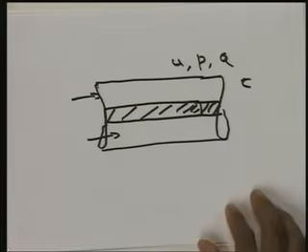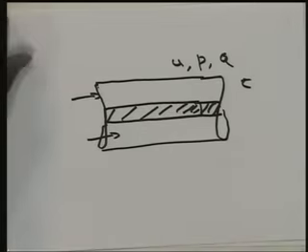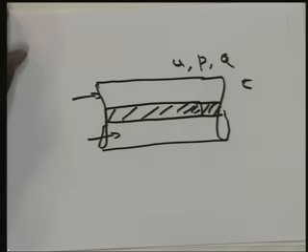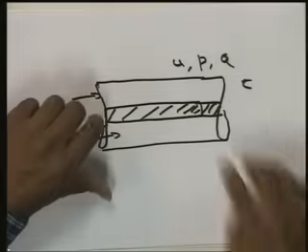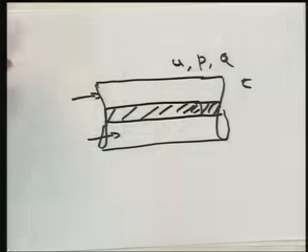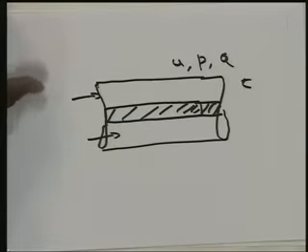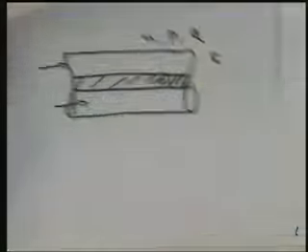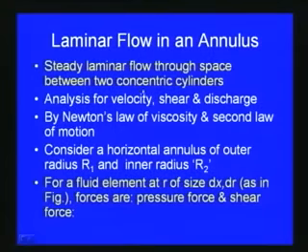So, the case is a steady laminar flow through the space between two concentric cylinders. Here we consider this is the first cylinder and the second cylinder is here. So, we want to find out the various parameters for laminar flow in the annulus case. So, the analysis is for velocity, shear and discharge.